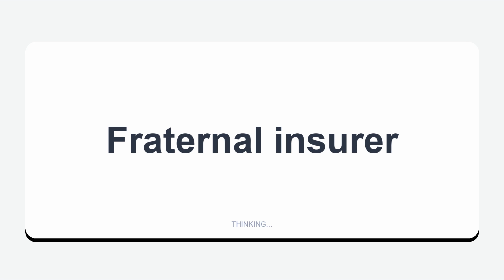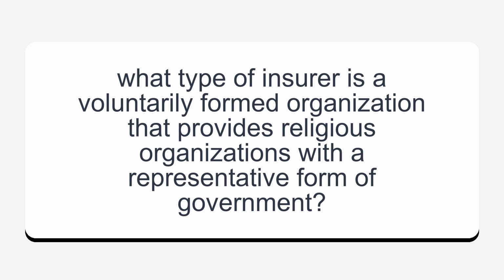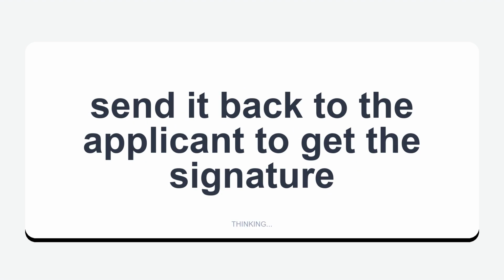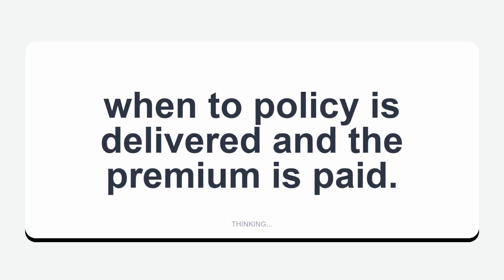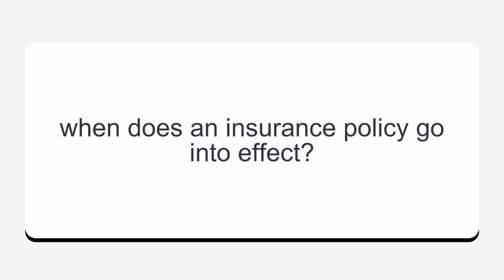Fraternal insurer. What type of insurer is a voluntarily formed organization that provides religious organizations with a representative form of government? Send it back to the applicant to get the signature. If an agent fails to obtain the applicant's signature on the application, what must an insurer do? When a policy is delivered and the premium is paid. When does an insurance policy go into effect?